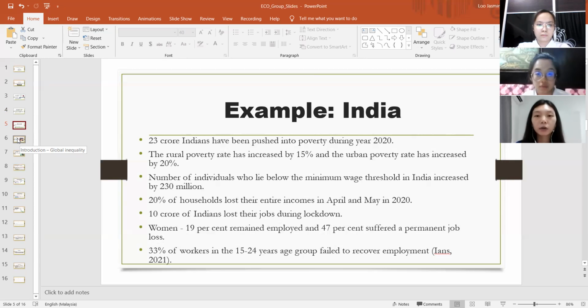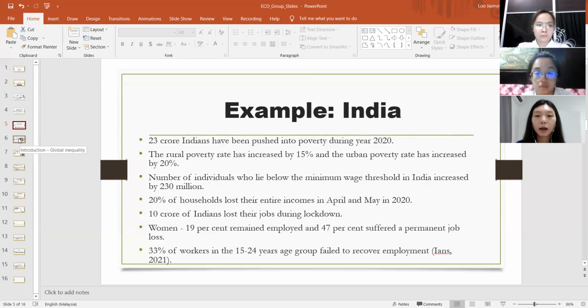Because of lockdowns, the number of individuals who lie below the minimum wage threshold in India increased by 230 million. When income fell, poorer households had a hard time during the pandemic. 20% of households lost their entire income in April and May of 2020. 10 crore Indians lost their jobs during the lockdown.